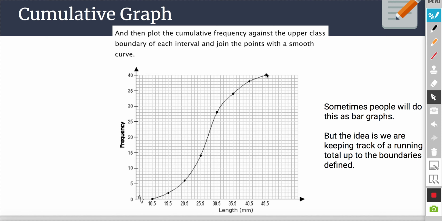And we keep track of the total number until we hit our 40 total individuals. Sometimes people will do these as bar graphs too, but the idea is basically to keep track of a running total up to the boundaries that are defined.